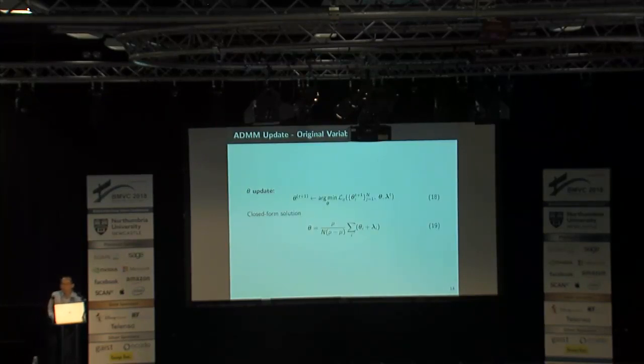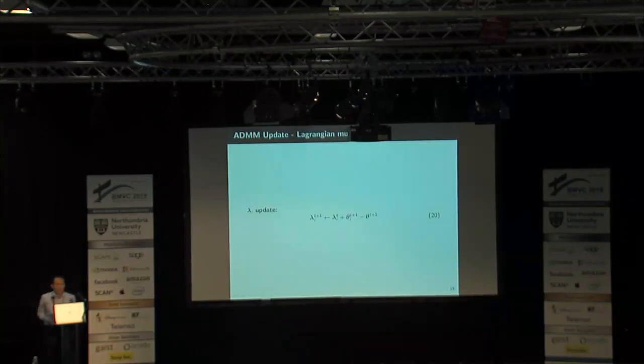After all the auxiliary variables are updated, we are now ready to update the original variable, which can be done by solving the optimization problem 18 written in this slide. Due to the fact that this one is just a convex least squares problem, it can be updated with a closed form solution using the KKT condition, which is written in 19. Finally, we can update the Lagrangian multipliers, lambda i, as in 20. This can be thought of as the accumulation of the deviation of the auxiliary variables from the original variable.